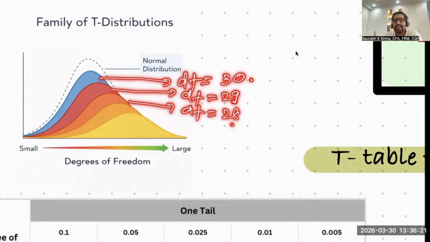What is degrees of freedom? Sample size minus 1. That is the degrees of freedom. So if the sample size is decreasing, the uncertainty is increasing, and that's why you're falling back to the bad distribution.